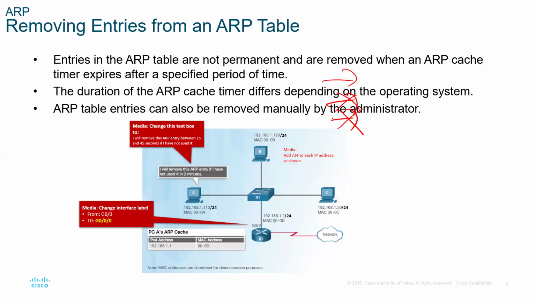We have the MAC addressing table. It also needs this space. We have the routing table. It also needs this space. We discussed quite a number of more tables, more variables that will need space to be stored in. So that's the reason why we can remove entries, which can be done automatically or manually by an administrator.